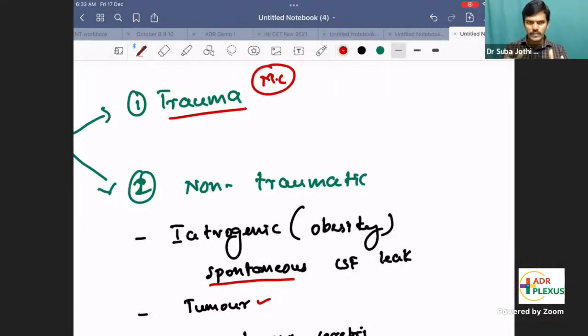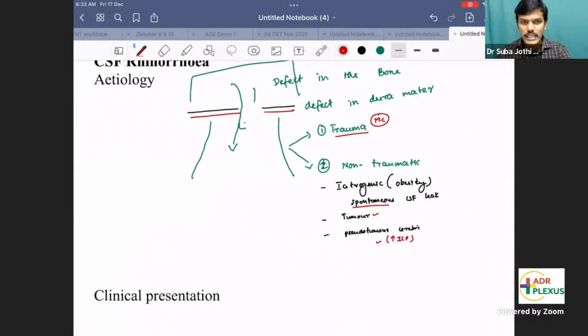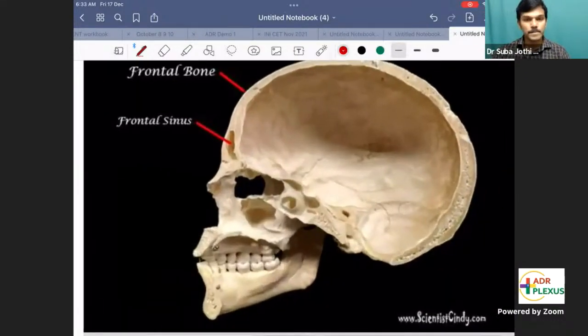Now we are familiar with how it will occur. Now we have to go through where it will occur. Where is the CSF leak or CSF rhinorrhea most commonly documented? Anyone? Where is CSF rhinorrhea most common? The cribriform plate, that was a fantastic answer. I'll tell you clearly.